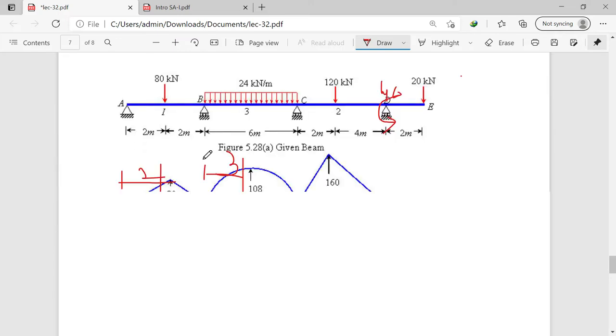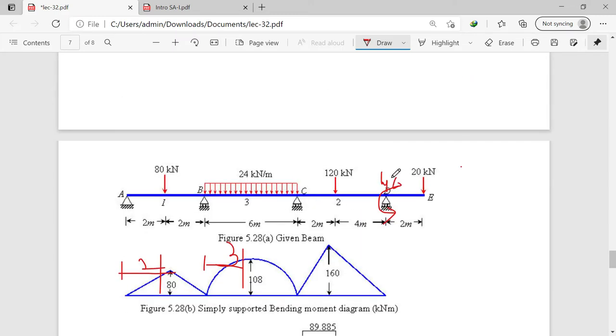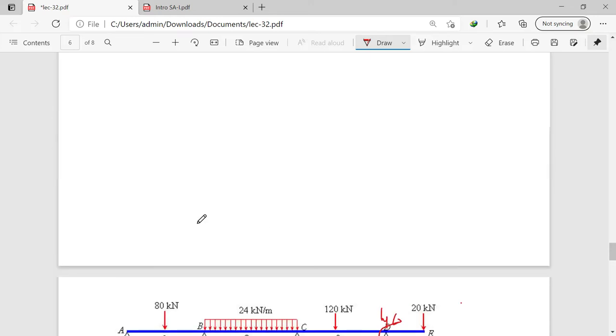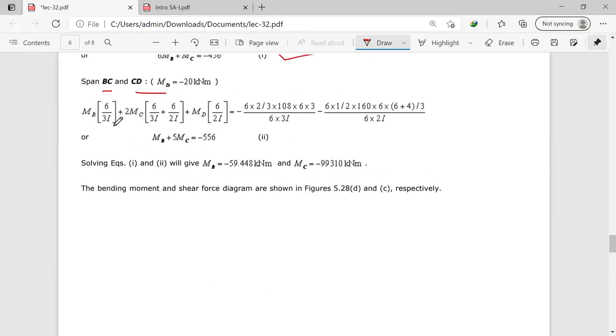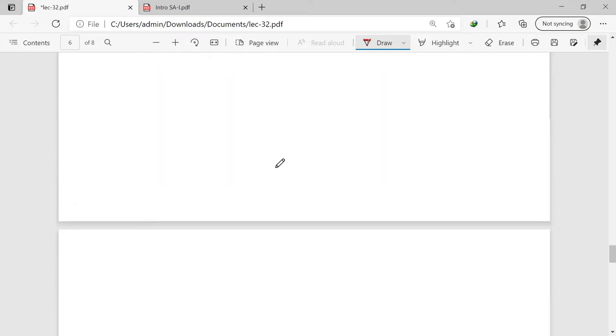So if you see BC and CD, here the D support is there. Here directly we have calculated the moment. So the effect of this MD we have to incorporate in the analysis part. Okay. So here MB 6 by 3I plus 2 times MC 6 by 3I plus 6 by 2I plus MD 6 by 2I, and here also the area will be calculated.